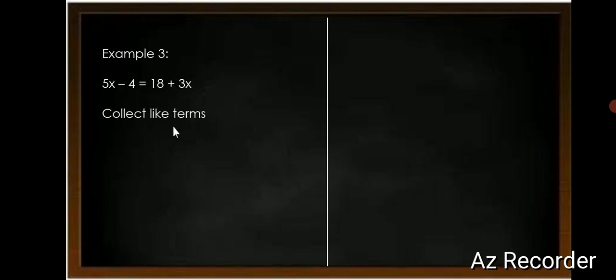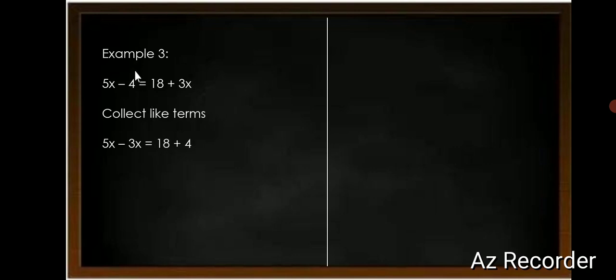So we'll collect like terms. We'll have 5x, which we already have here written down. The plus 3x, which was on the right-hand side, has now crossed over. It has now become minus 3x. The equality sign remains. 18, which was on the right-hand side, remains on the right-hand side.